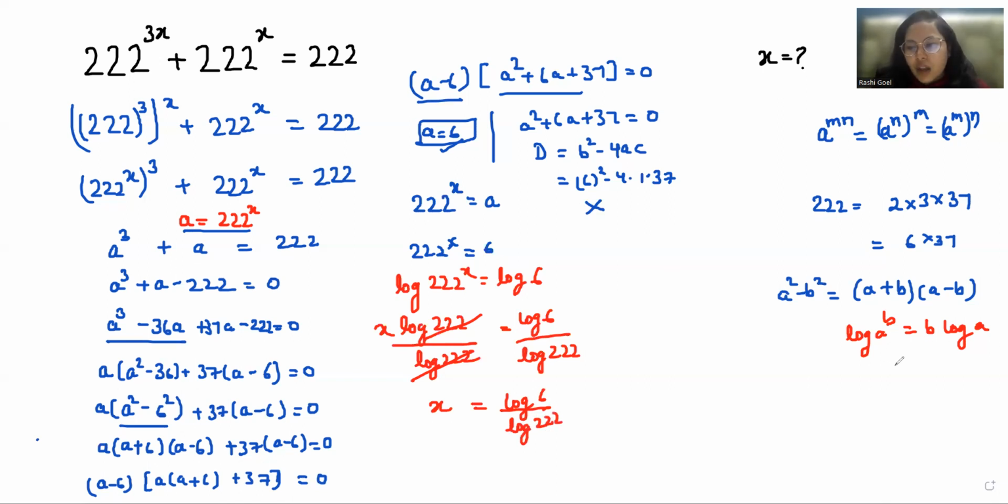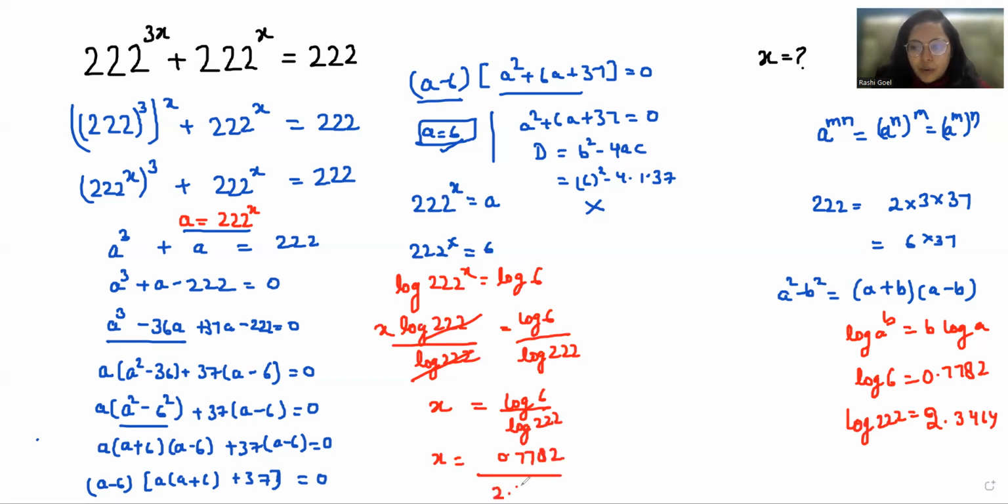So the value of log 6 is 0.7782, and the value of log 222 is 2.3464. So x is equal to 0.7782 by 2.3464, which gives us the value 0.3317.